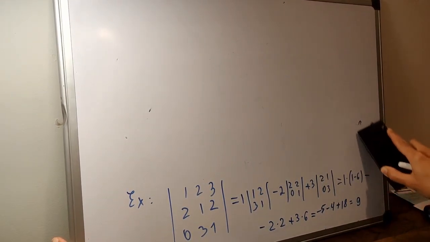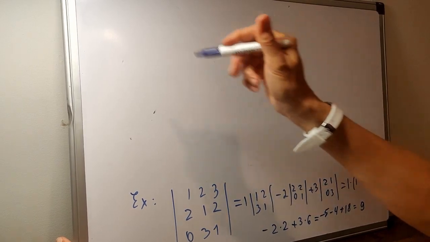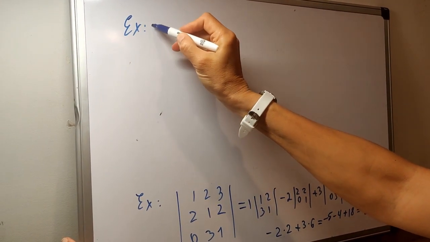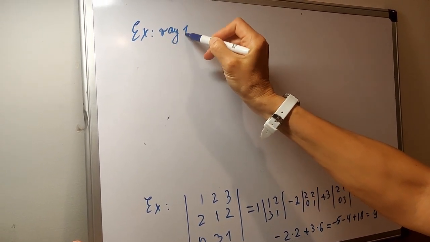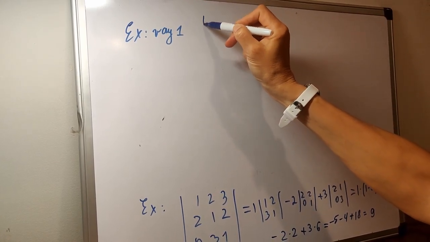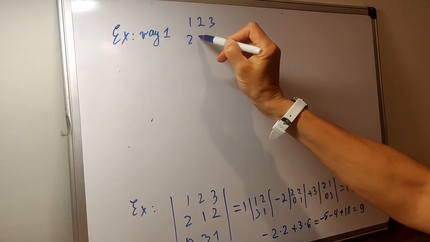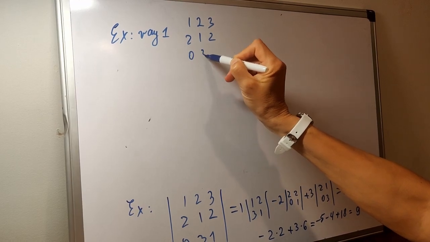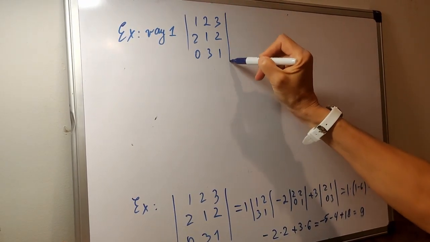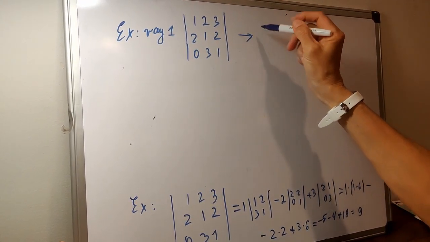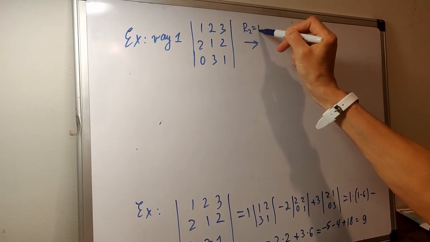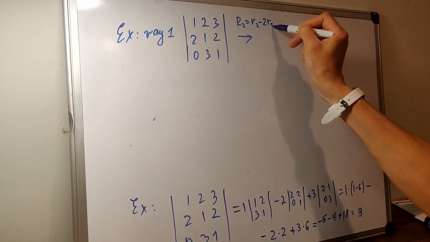You can do it whichever way you like. So, example way 1. I'm going to consider the matrix 1, 2, 3, 2, 1, 2, 0, 3, 1. I'm going to do row operations, and I'm going to start with row number 2 equals row number 2 minus 2 row number 1.